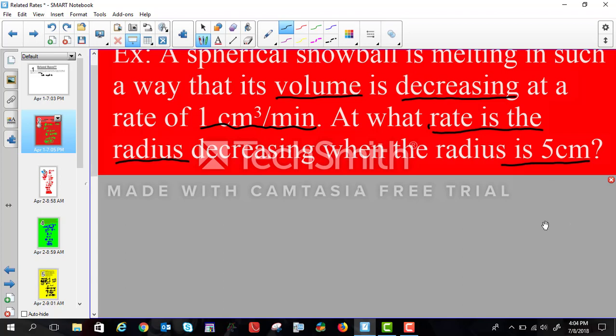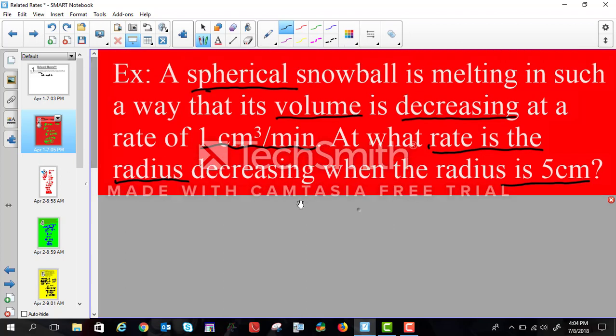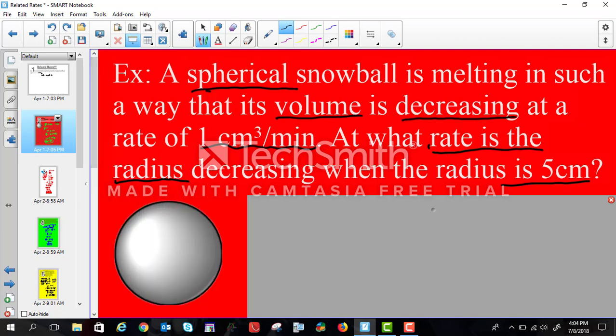It's going to get bigger as the radius gets smaller. So we're talking when the radius is 5 centimeters. And then up here, we also see that it's a spherical snowball. So what I like to do when I approach these questions is, first of all, draw a picture. Just draw what it looks like. So it looks like a sphere. Now I'm cheating a little bit because that's from the SmartArt up here, but it's a sphere.